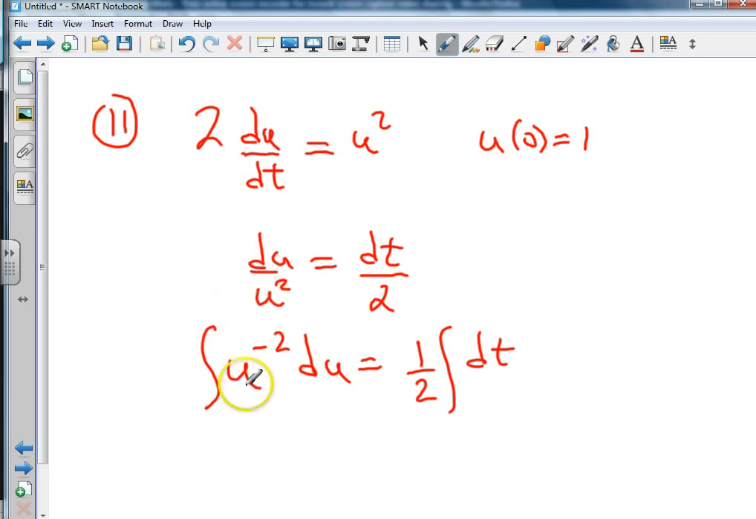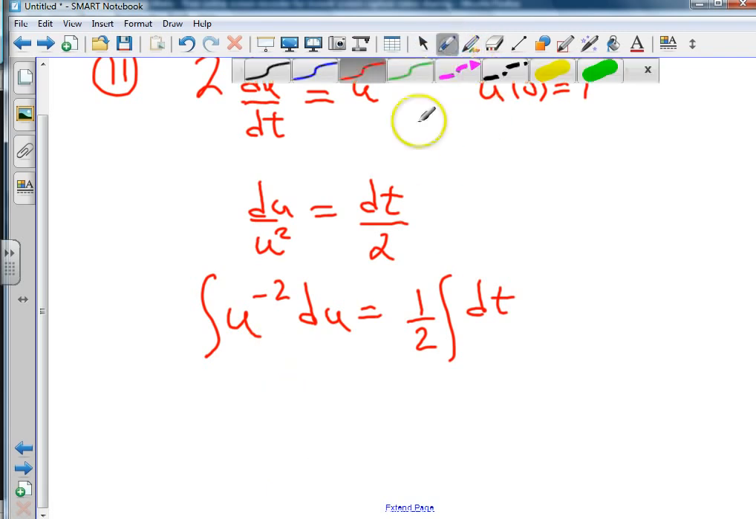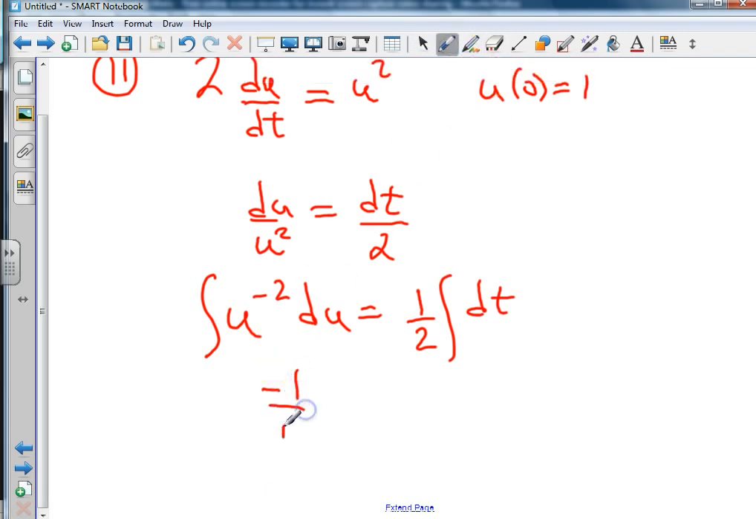1 over u squared is u to the negative 2. How do you integrate u to the n du? U to the n plus 1 over n plus 1, you know this. So what's n plus 1? So you get u to the negative 1 over negative 1. What is that really, without the negatives? Negative 1 over u, right? Now let me write it that way. So that's negative 1 over u equals what?